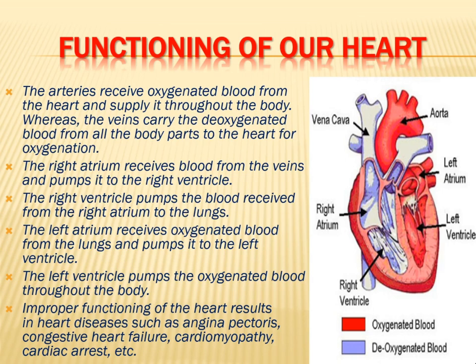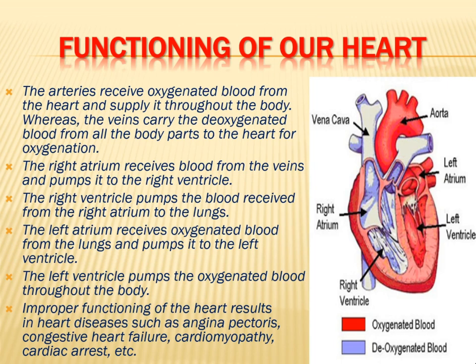Whereas the veins carry the deoxygenated blood from all the parts of the body to the heart for oxygenation. Now the right atrium receives the blood from the veins and pumps it to the right ventricle.